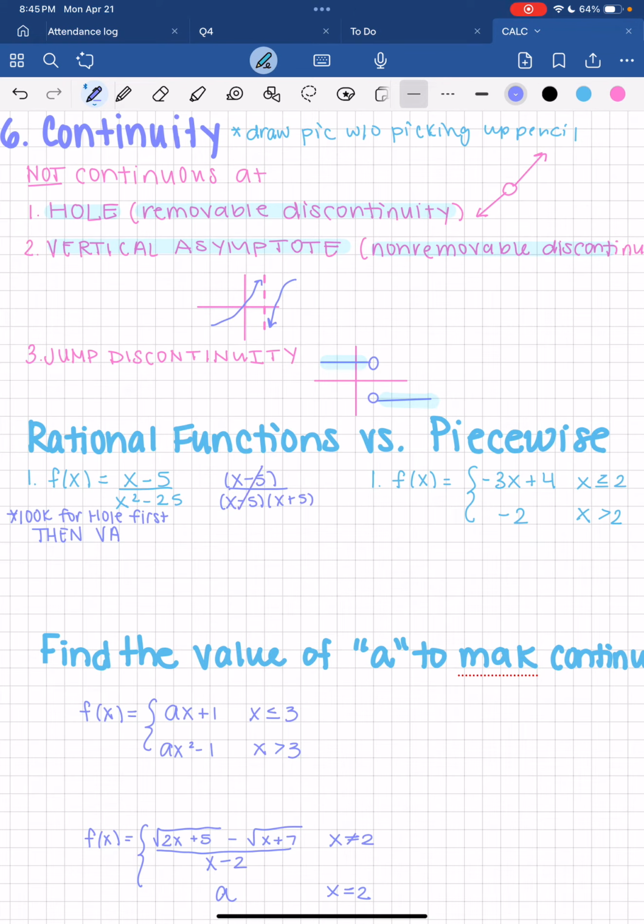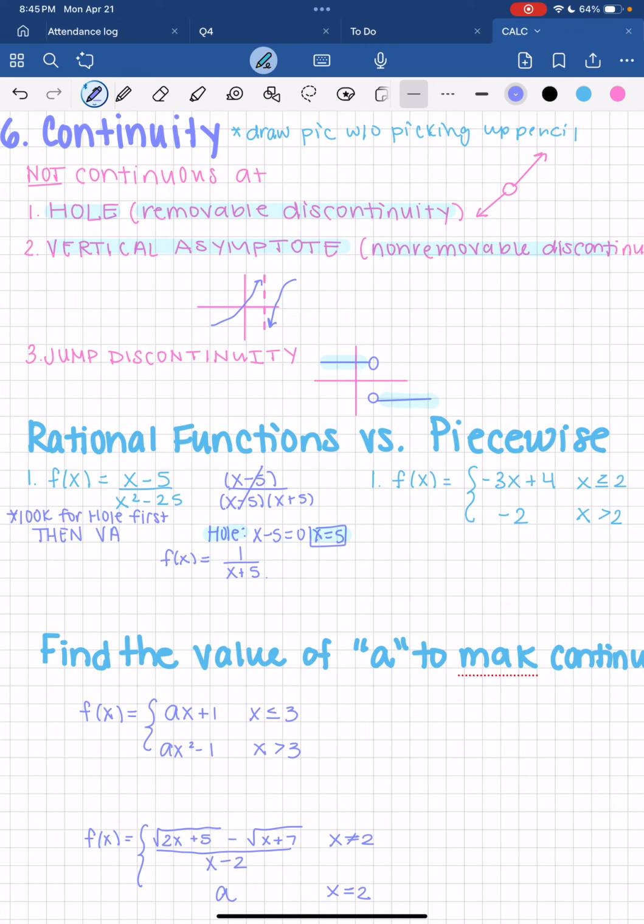Cross off the like factors. That means there's a hole there. There's a hole when that factor equals 0. So x equals 5. There is a hole. There's a removable discontinuity at x equals 5. Then you're going to look at what's left. What's left? This is the simplified function, 1 over x plus 5.